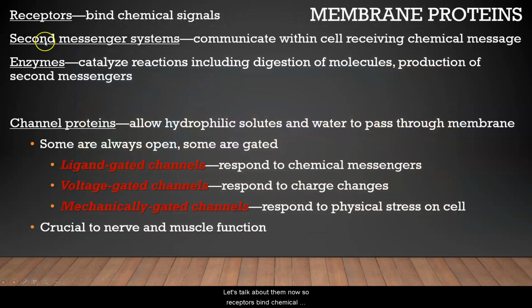So, receptors bind chemical signals. They are basically sort of like the eyes and hands of the cell, right? They bind chemical signals in order to process them. Second messenger systems will communicate within the cell receiving the chemical message. So you receive a message, then you have to send a message within the cell in order to tell the cell what's going on.